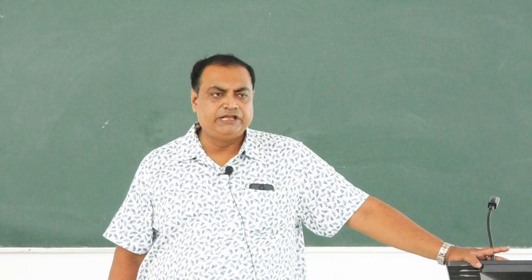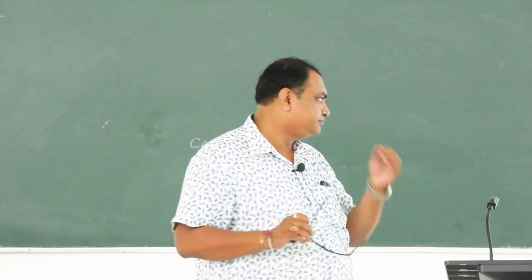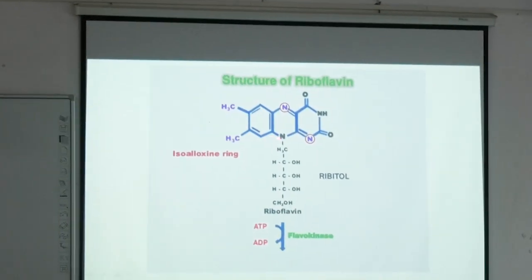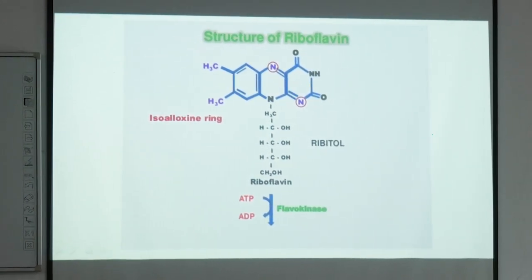L-amino acid oxidase requires FMN. Okay, fine. A ring structure. So this ring together is called isoalloxazine ring, and this is a ribitol, means reduced ribose sugar. When we reduce ribose sugar, it becomes ribitol. When we oxidize ribose sugar, it becomes acid.